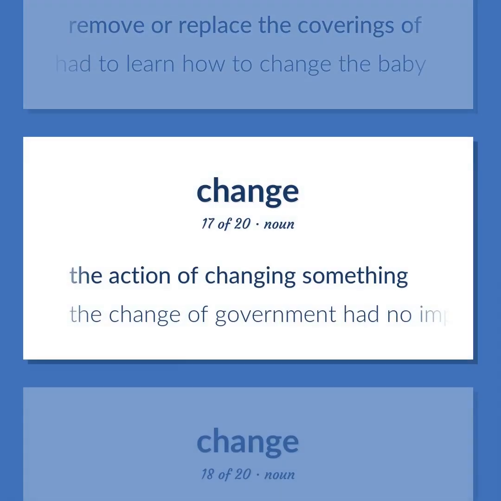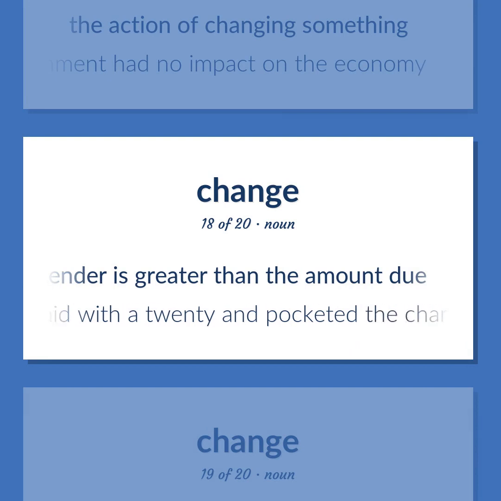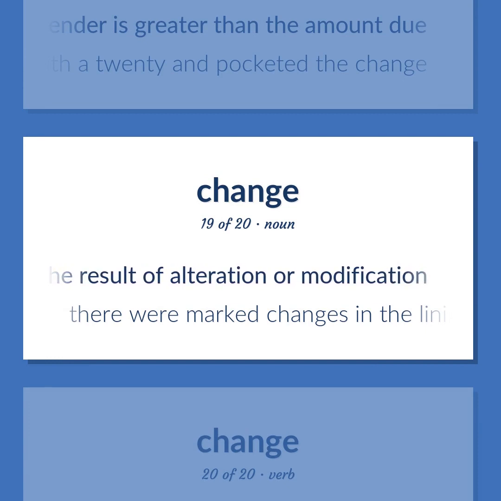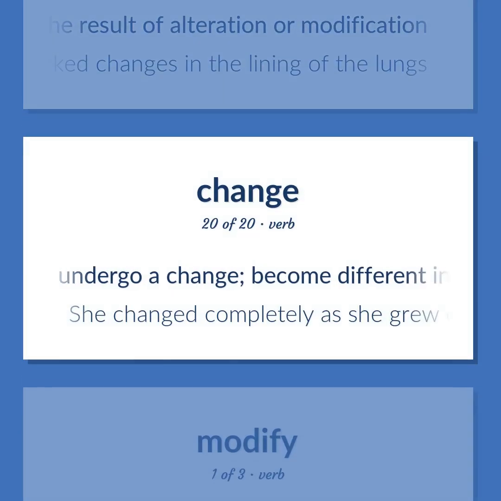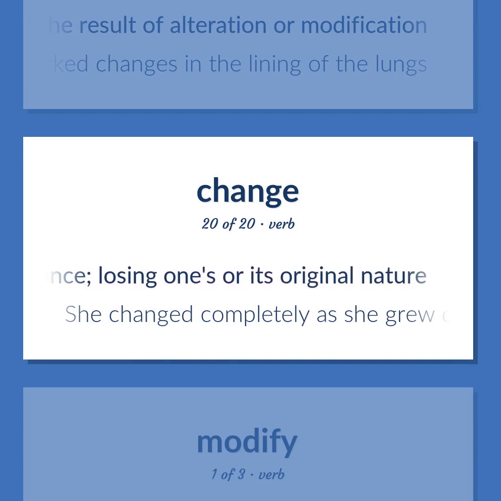The action of changing something. The change of government had no impact on the economy. The balance of money received when the amount you tender is greater than the amount due. I paid with a 20 and pocketed the change. The result of alteration or modification. There were marked changes in the lining of the lungs. Undergo a change. Become different in essence, losing one's or its original nature. She changed completely as she grew older.